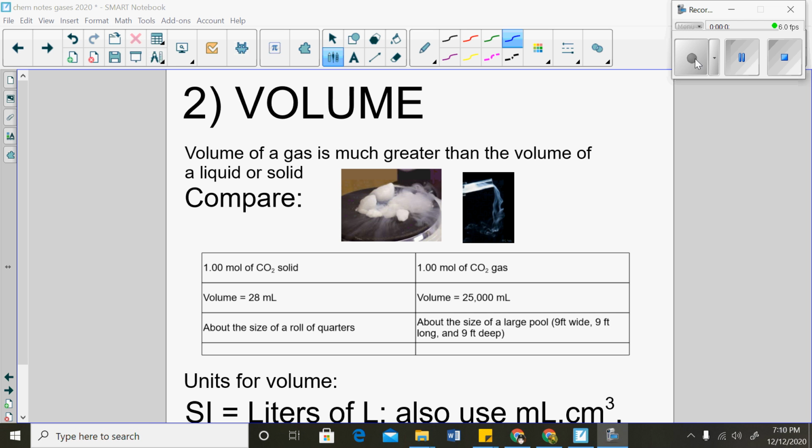This is Chemistry Unit 12, Gases. Next we'll look at volume. The volume of a gas is much greater than the volume of a liquid or solid.